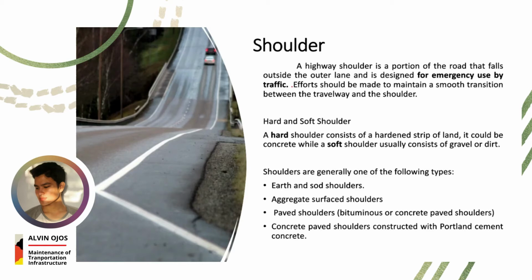So we have hard and soft shoulder. A hard shoulder consists of a hardened strip of land. It could be concrete, while a soft shoulder usually consists of gravel or dirt. Shoulders are generally one of the following types: earth and sod shoulders, aggregate surface shoulders, paved shoulders, bituminous or concrete paved shoulders, and concrete paved shoulders constructed with Portland cement concrete.